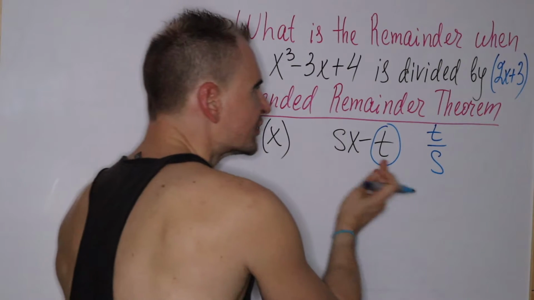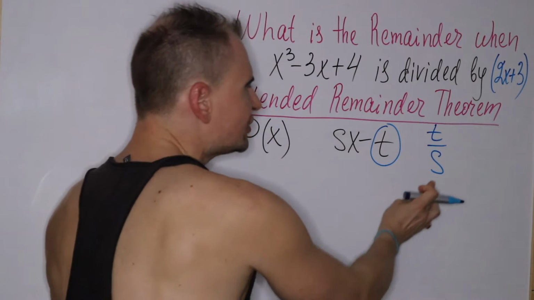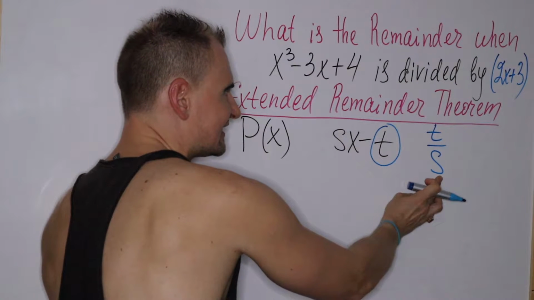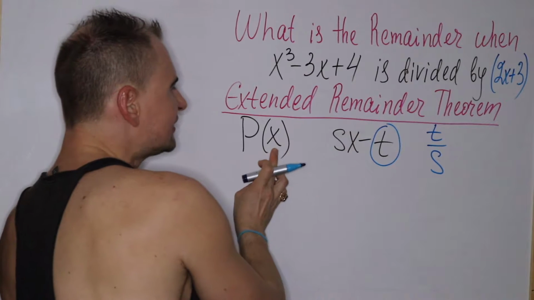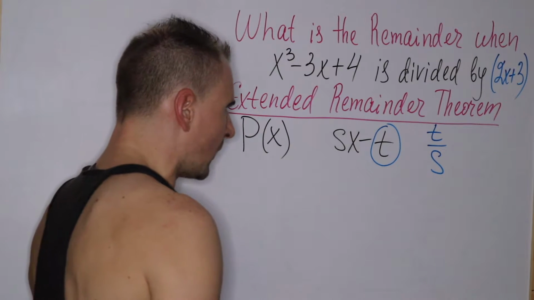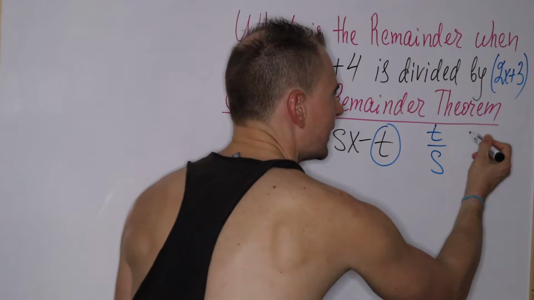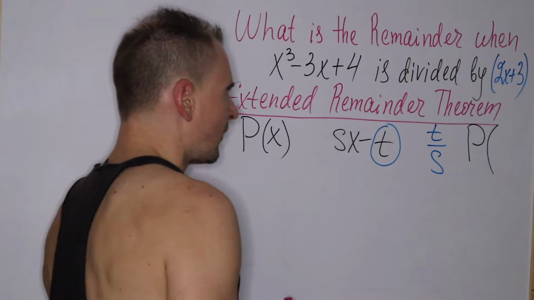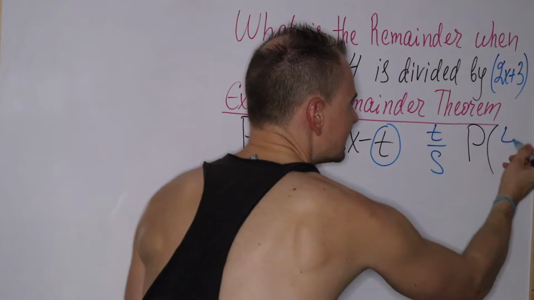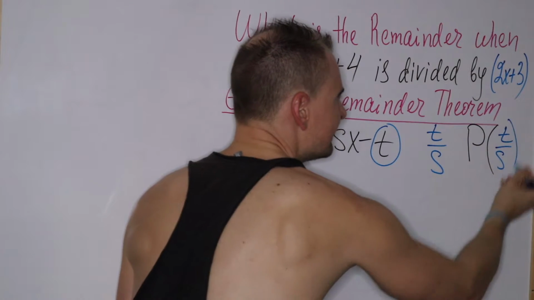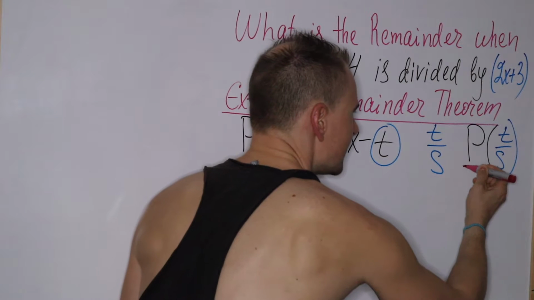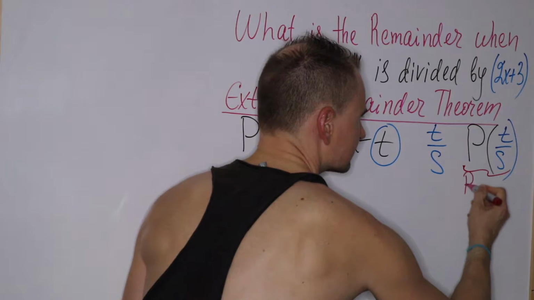All you do is plug in this t over s into your original polynomial. So you need to find the value, in other words, p of t over s. This value gives you the remainder. So it's going to be your remainder.